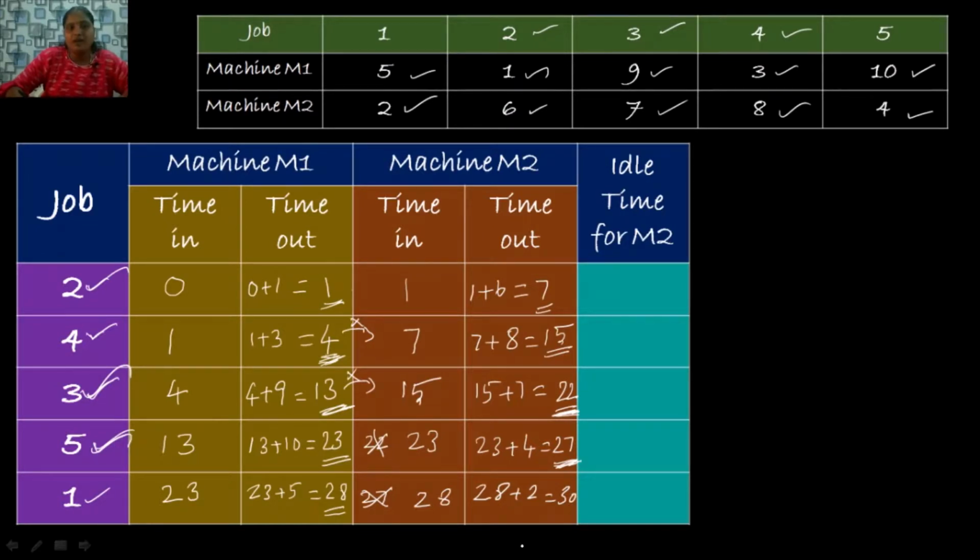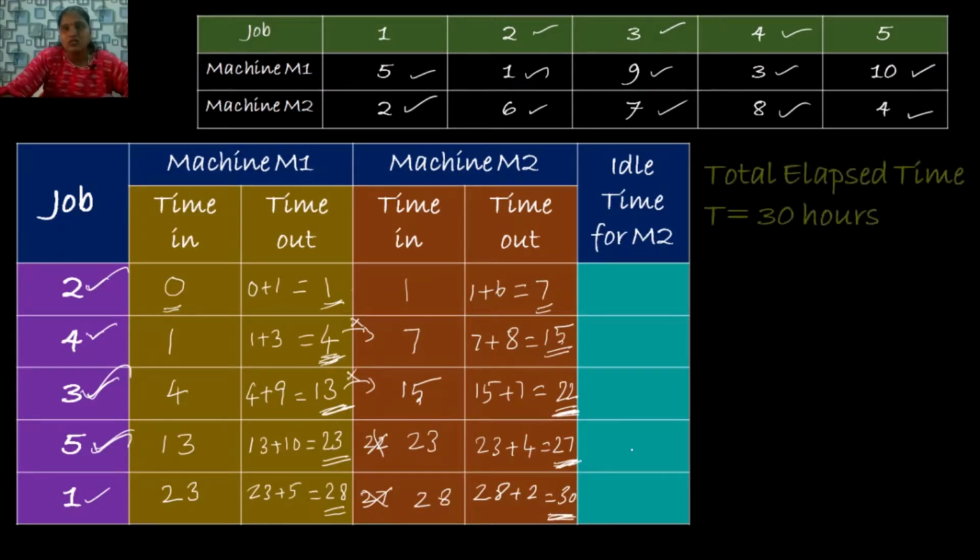Now we have completed the processing times on M1 and M2 for all the jobs. Here, look at here, the last processing time is 30 hours. So this is nothing but our total elapsed time. That is, initially we start at 0 time and complete all the jobs at 30 hours. So the total elapsed time is 30 hours.